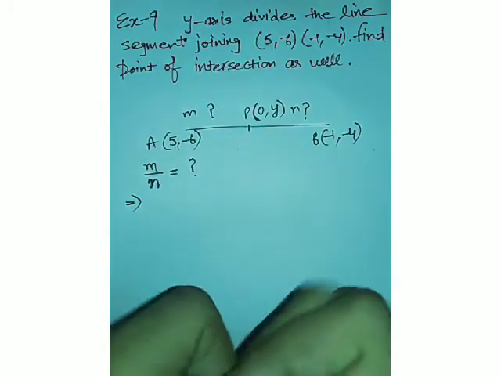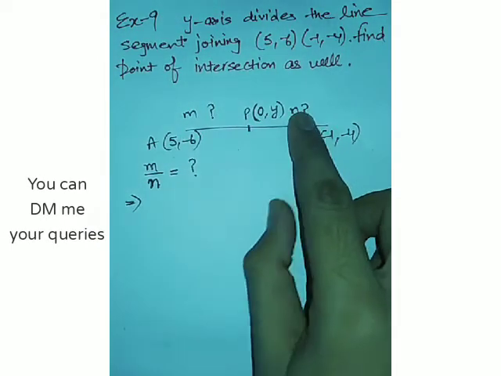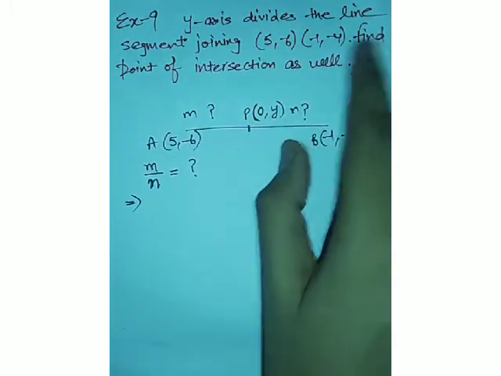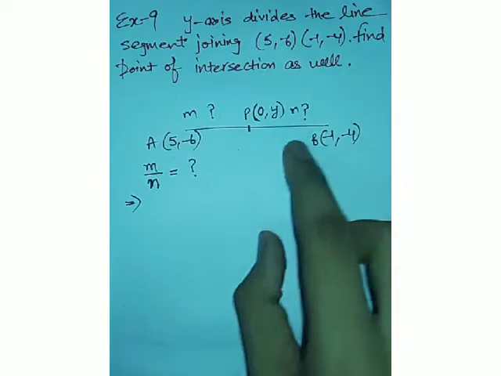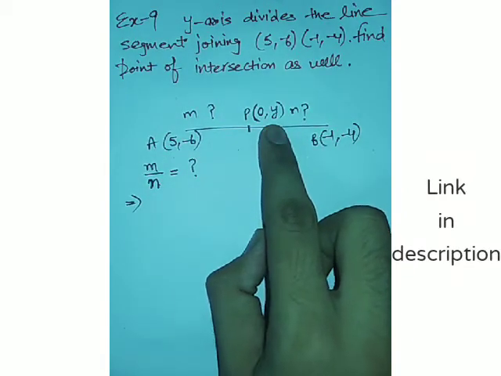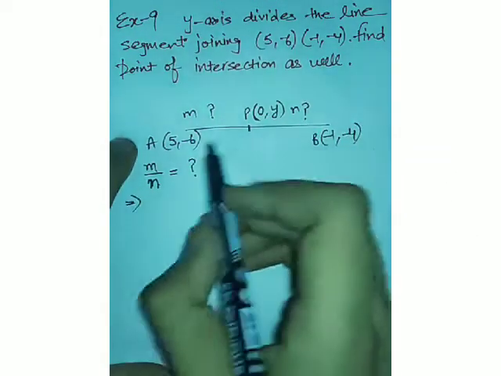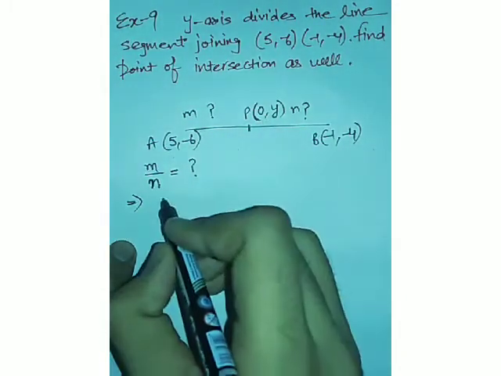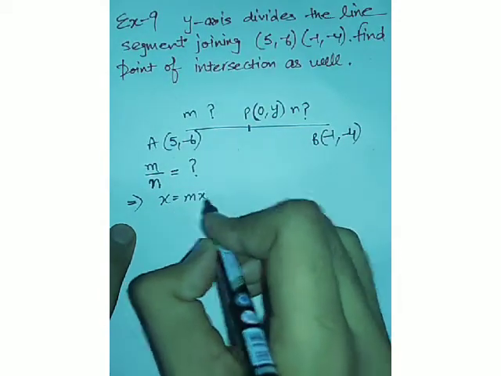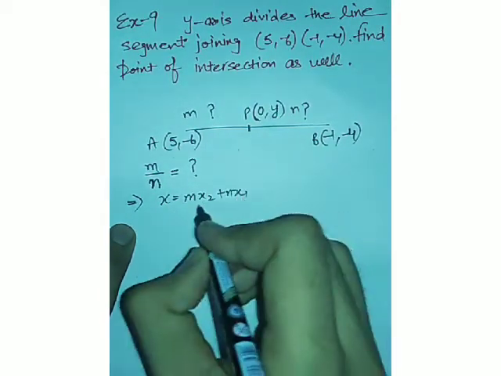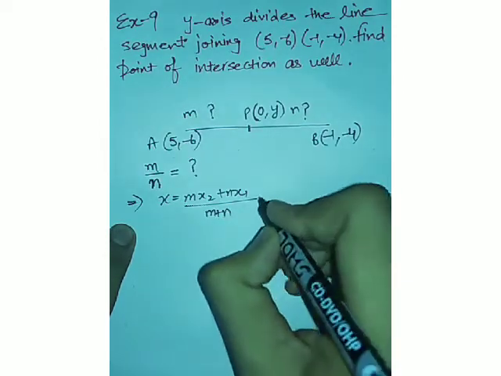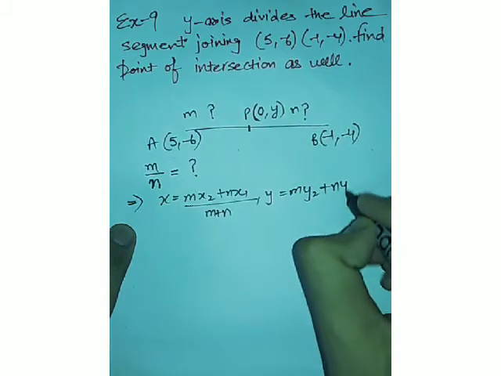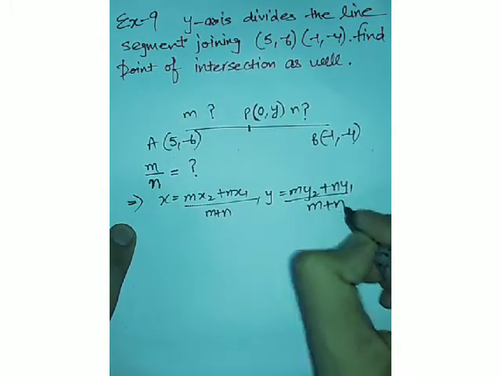Alright, so firstly we have to find m upon n, and firstly we'll apply the section formula. After finding m and n, we also have to find the point of intersection. It means we also have to find the value of y, so that will be later. Firstly we have to find m ratio n. Apply the section formula. x is equal to (mx2 plus nx1) upon (m plus n), and y is equal to (my2 plus ny1) upon (m plus n).